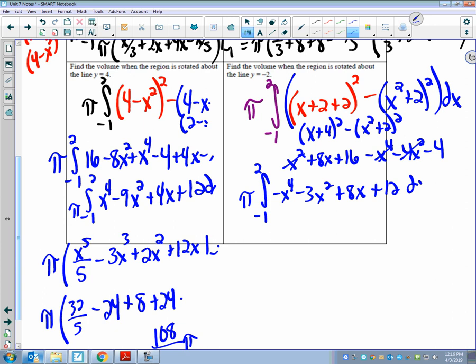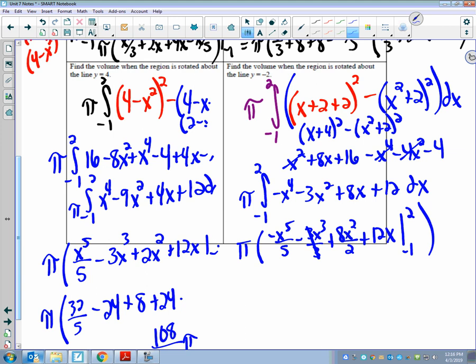And then I'm going to integrate that, which I could do, right? So I have my pi. Then I have negative x to the 5th over 5 minus 3x cubed over 3. The 3's cancel. Plus 8x squared over 2, which is 4x squared. Plus 12x from -1 to 2.